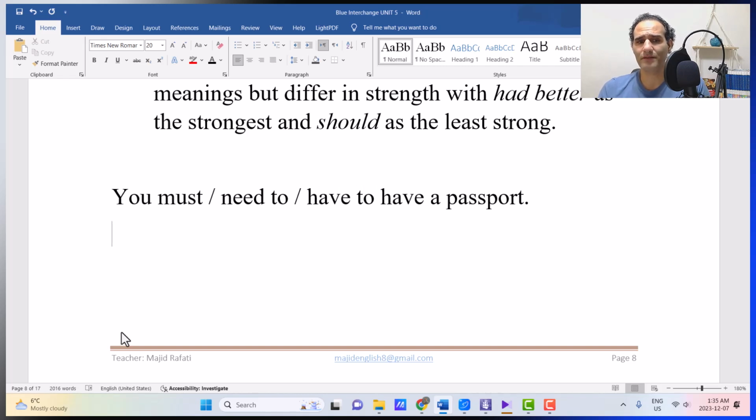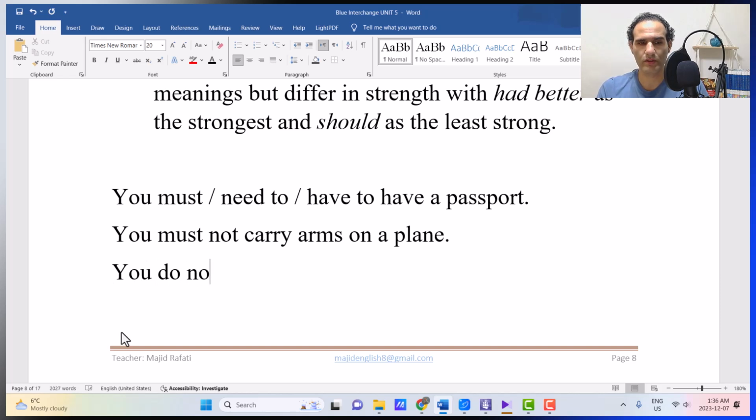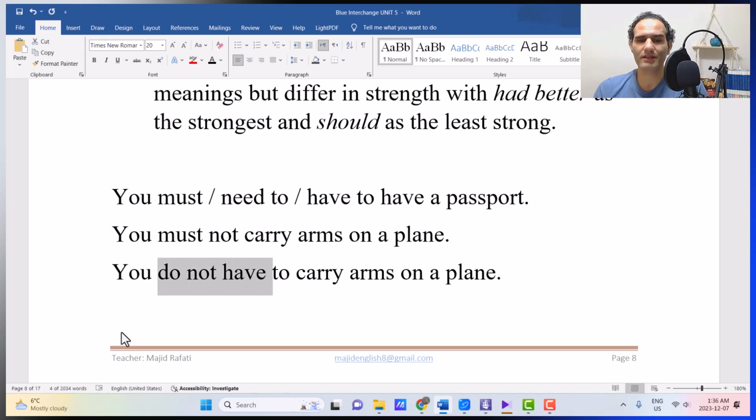But what about the negative sentence? For example, you must not carry arms on a plane. So arms means weapons. You must not carry arms on them. Can I say you do not have to carry arms on a plane? Incorrect. You do not have to means you can, but it's not necessary for you. But if you like, no problem, do it. So here, do not have to is incorrect. You must not carry. So in this case, it's not working for us.